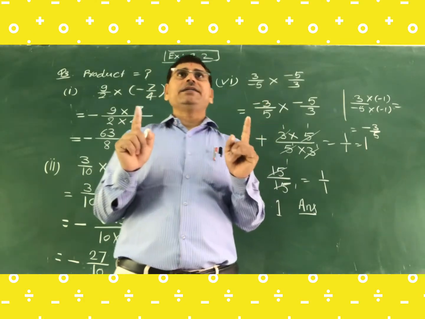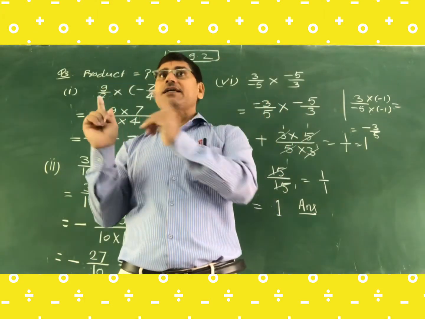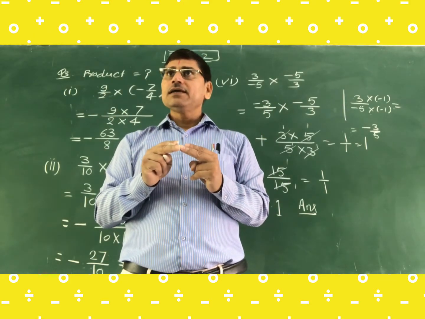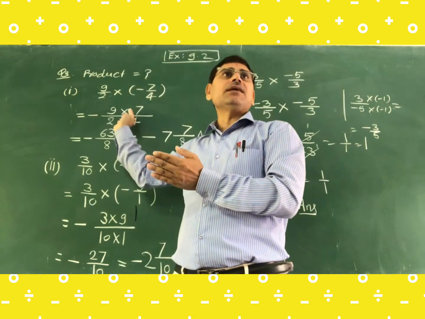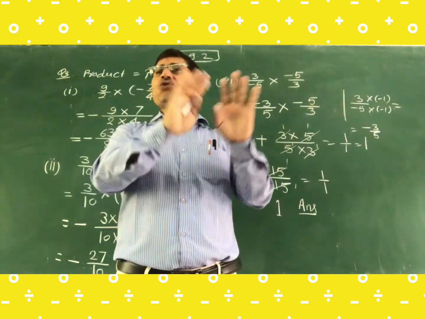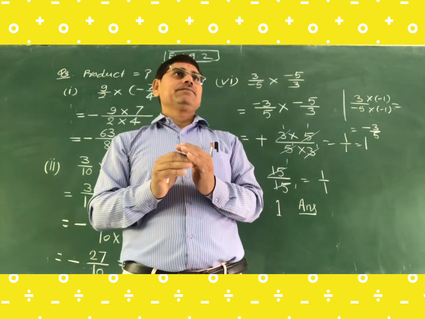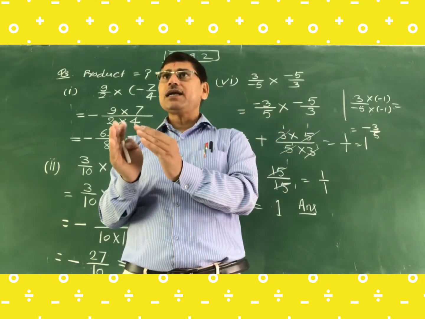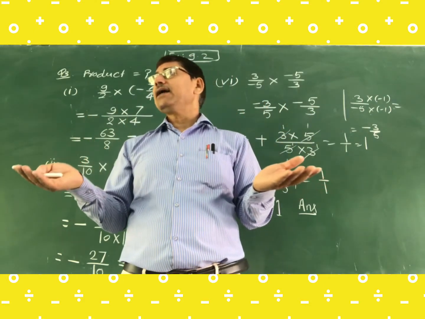But keep in mind that you will not take the LCM in the case of product of two rational numbers. Some students first take the LCM and then multiply. No need to make the same denominator. You will directly multiply numerator to numerator and denominator to denominator and you will get the result.